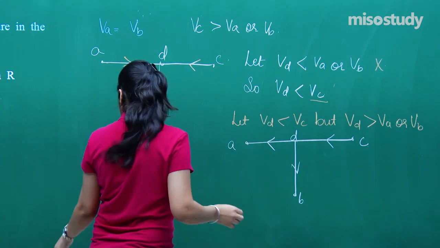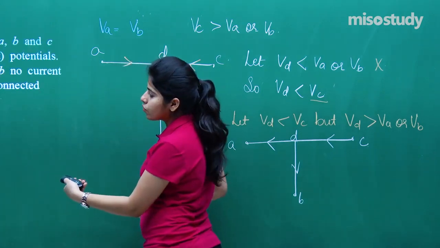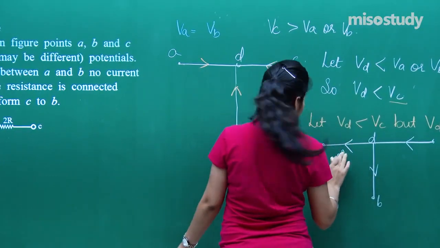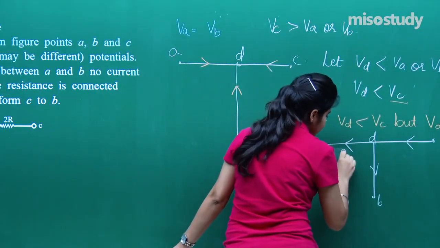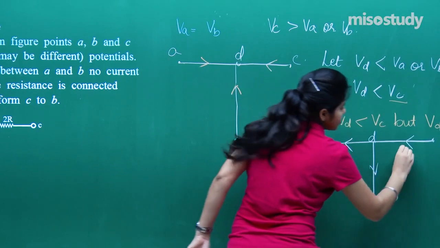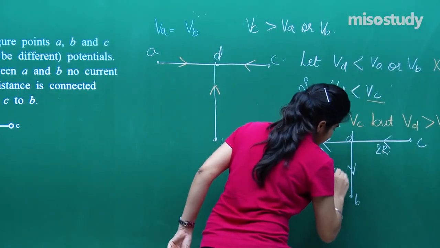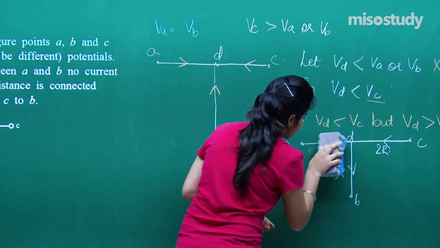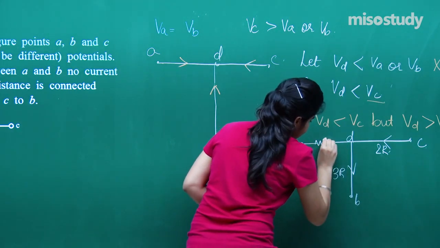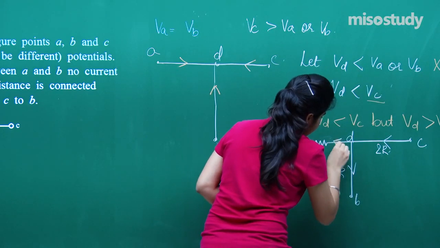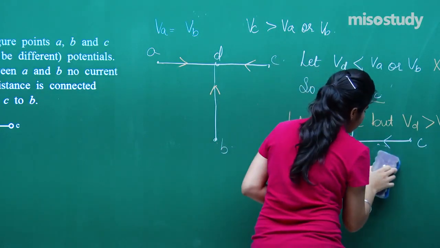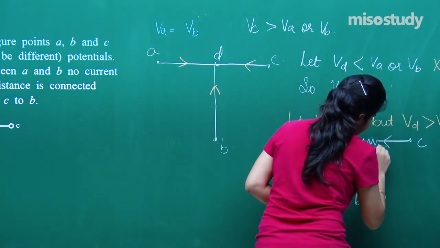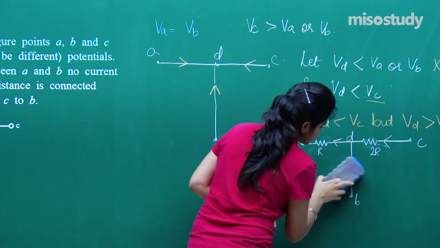Let me scroll the question again for you. This was the 2R resistance. This is R, this is 2R and this is 3R. I am talking about the resistances. This is R, this is 2R, and this is 3R.